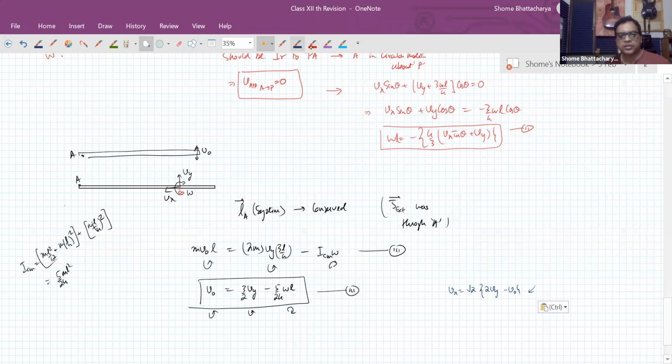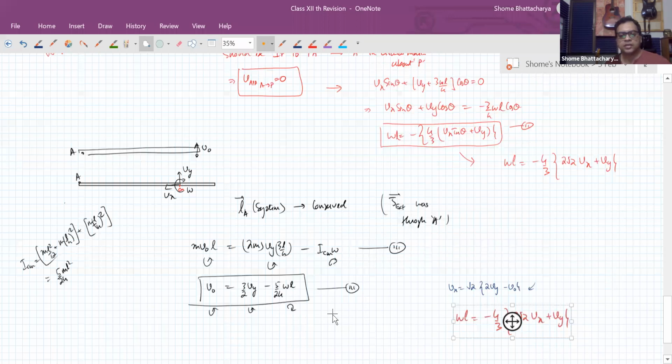And we have this as our equation 2, which will give us omega L is equal to minus 4 by 3 into 2 root 2 Vx plus V1. So we should take this as our second equation here. Okay. And then we have this equation.